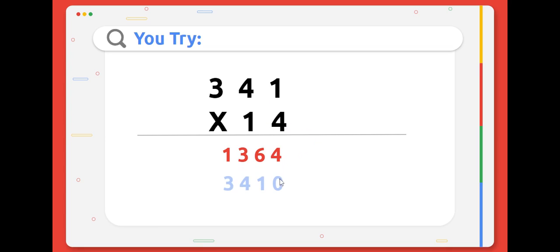Now we're moving into the tens, so we're putting that placeholder. And then 1 times 1 is 1. 1 times 4 is 4. 1 times 3 is 3. And then we just add, and we get 4,774. Great job. That is the last of Unit 2, Lesson 4. You're ready to go on to practice.